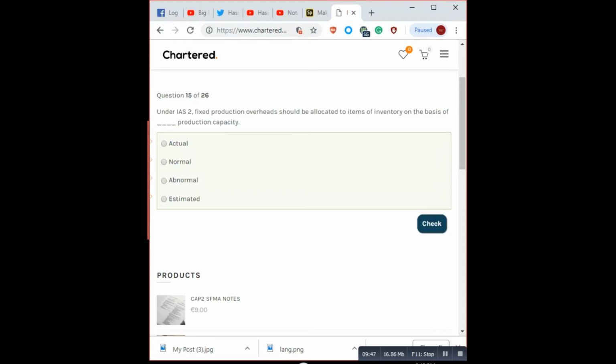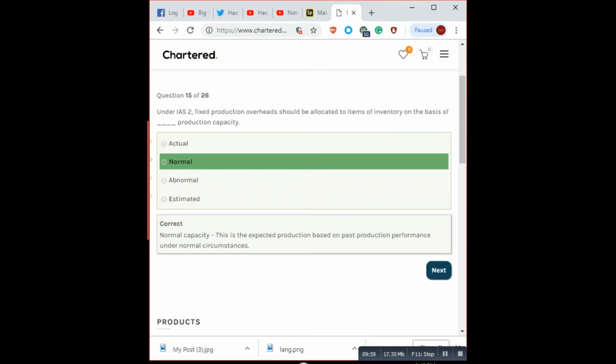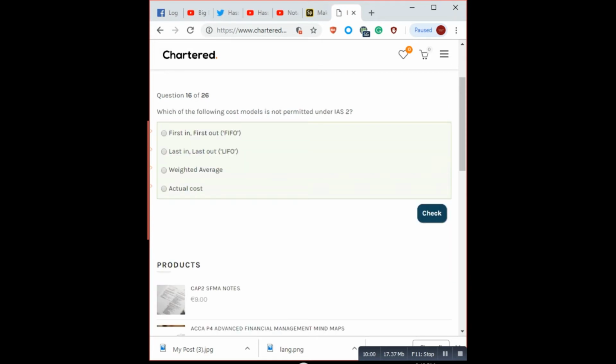Which of the following cost models is not permitted under IAS 2? LIFO is not permitted. And the estimated selling price less any completion cost and cost of sale is called the net realizable value.